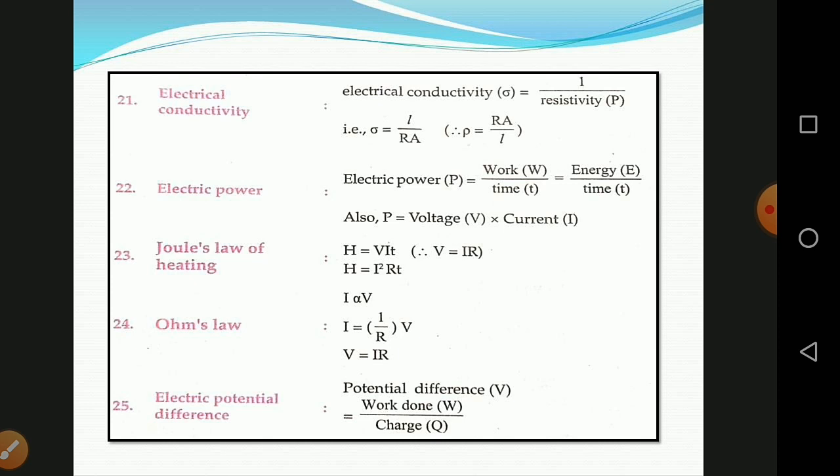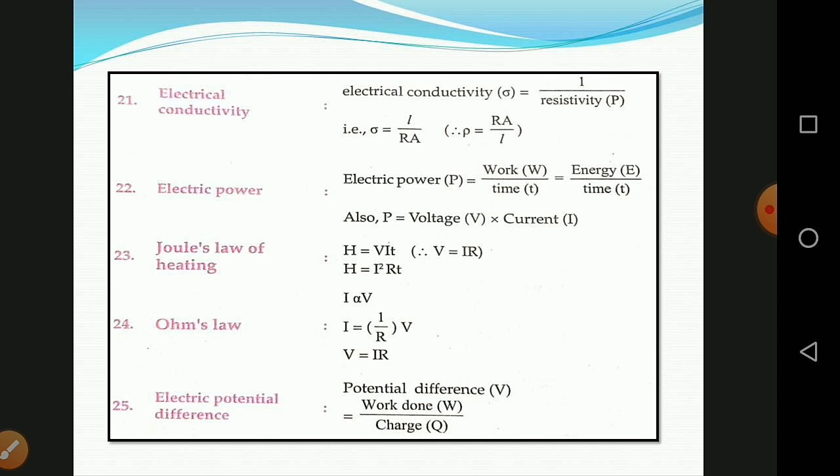And next is electric power. P is equal to work done by time, that means W by T, or energy divided by time. So power is equal to work done by time or energy by time. Its unit is watt.